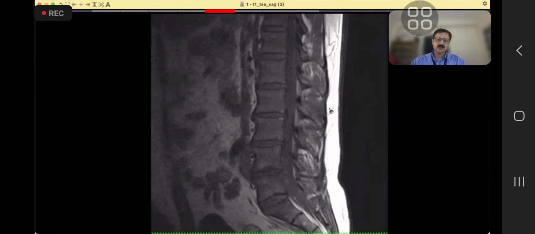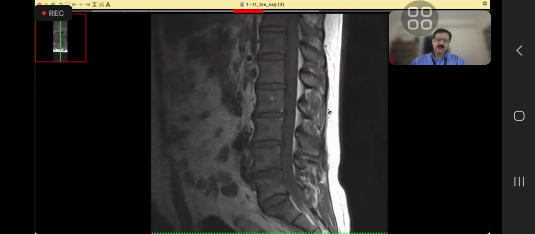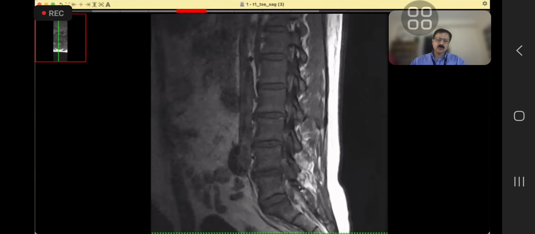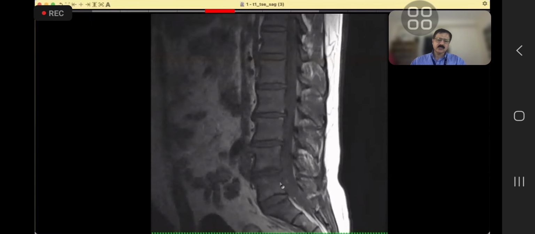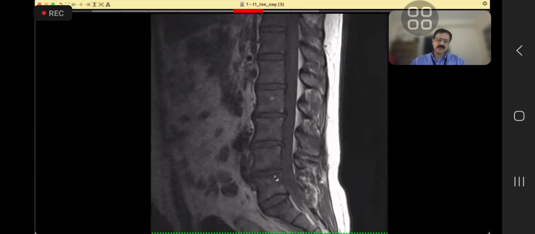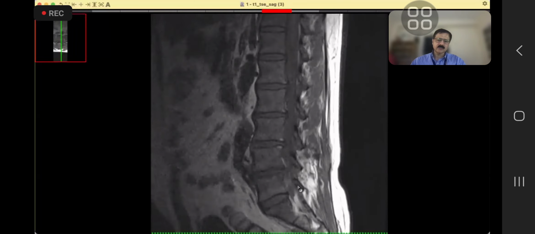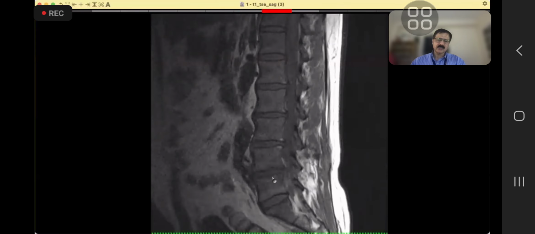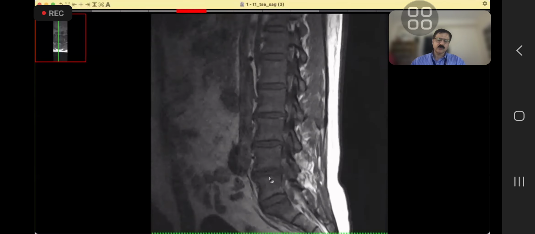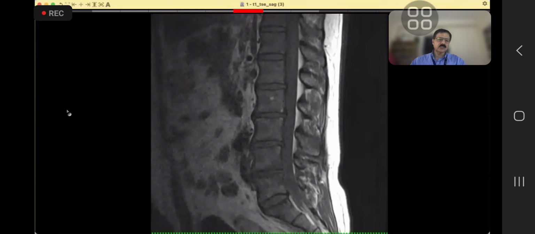On a T1 weighted sequence, which is this one, the finding is that if you see the end plates here, they are low signal. Please remember, on a T1 weighted sequence, the rule is that the marrow signal should not be lower than the adjacent intervertebral disc. If it is lower than the intervertebral disc, then that is considered abnormal, be it for infection or infiltrative lesions.